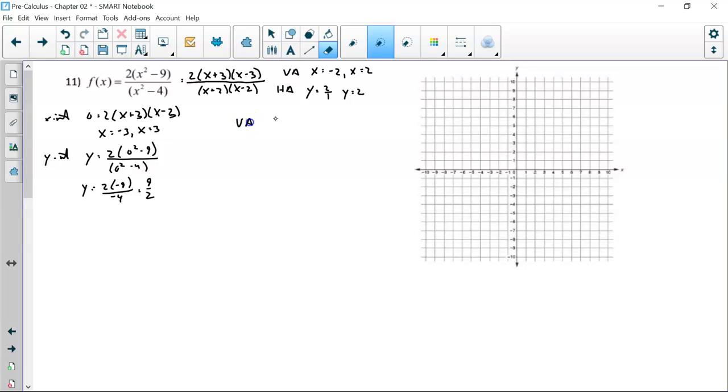So our vertical asymptotes, x equals negative 2, x equals positive 2. Horizontal asymptote, y equals 2. X-intercept, there's actually 2 of them, at negative 3, 0, positive 3, 0. And our y-intercept is at 0 and 9 halves. I can actually label those right now. Now my asymptotes.